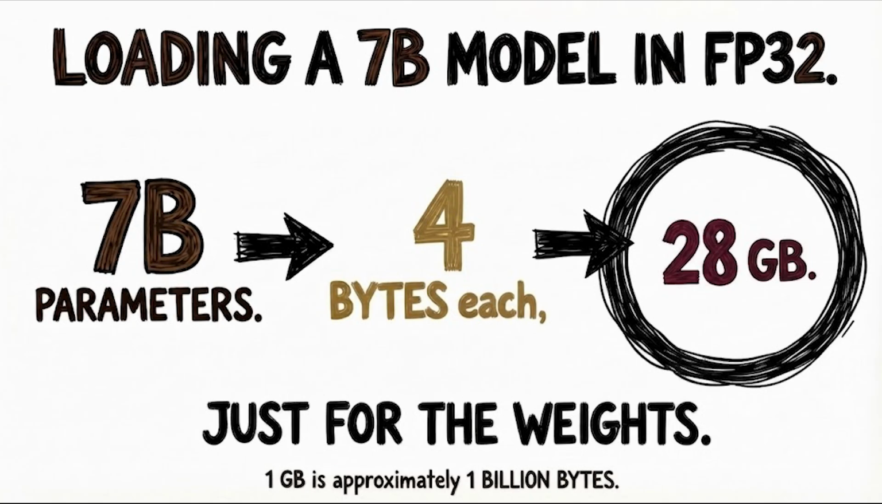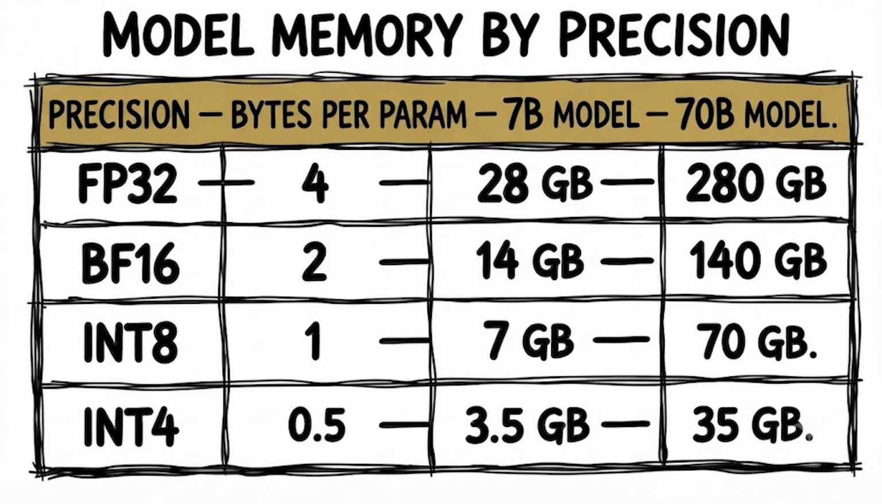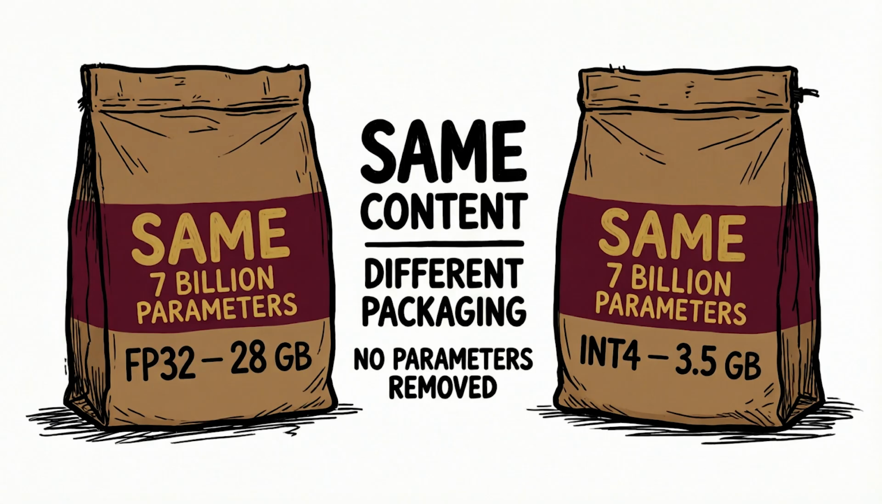If every parameter is stored using FP32, each one occupies 4 bytes. That means 7 times 10 raised to the power 9, times 4, which is 28 times 10 raised to the power 9 bytes. Since 1 gigabyte is approximately 1 billion bytes, that's roughly 28 gigabytes of memory just to store the model's weights. For other formats, BF16 and FP16 store the same model using 14 gigabytes. Int8 stores the model using 7 gigabytes. Int4 stores the model using 3.5 gigabytes. At this point, you might notice something surprising. The model still has exactly the same number of parameters.